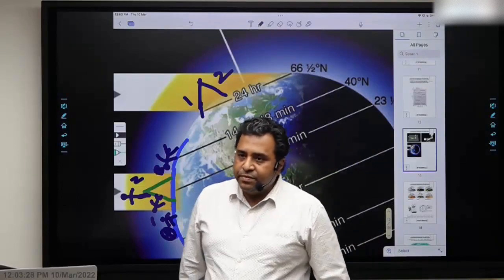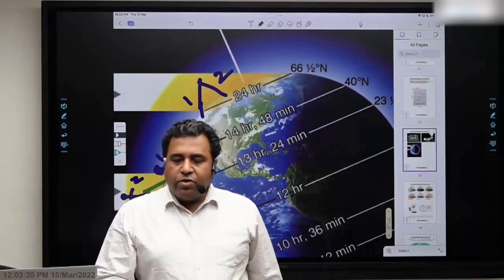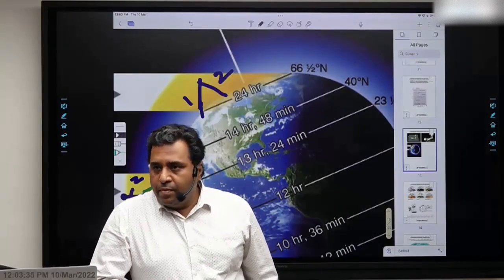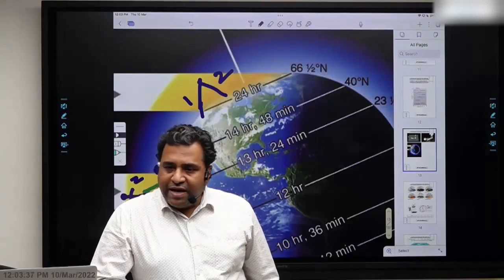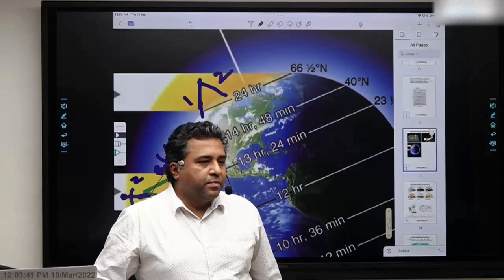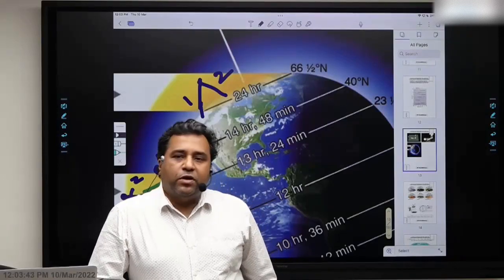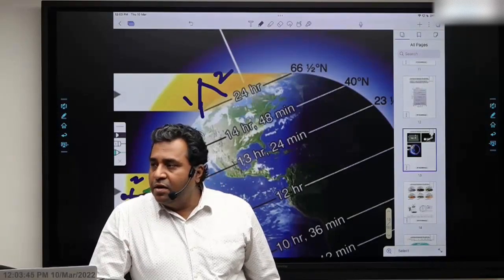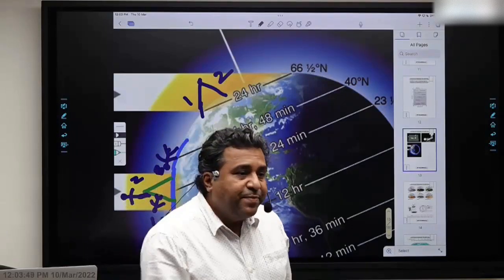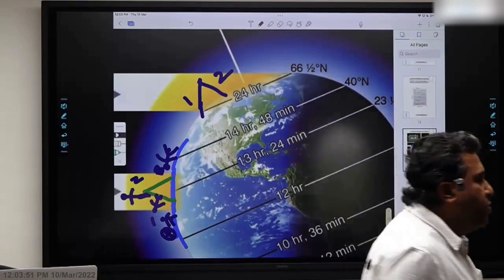ठीक है? Because sunlight will fall at an angle on the slope. ठीक है? So this is called a slope effect. ये mountains और hills में ही होगा. This will happen only in mountains and hills. Is that okay? Now second one, aspect effect.